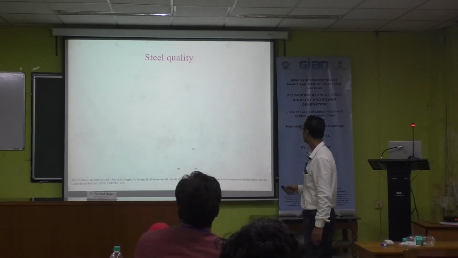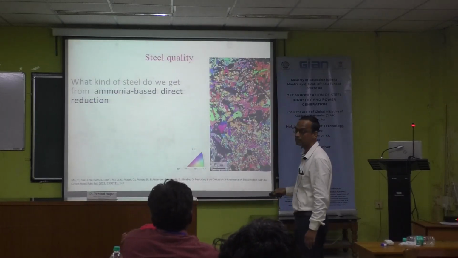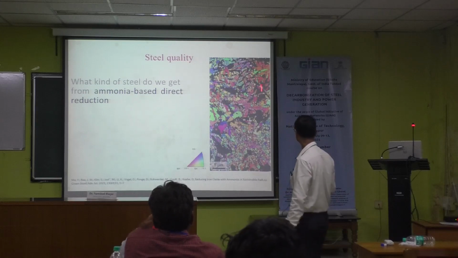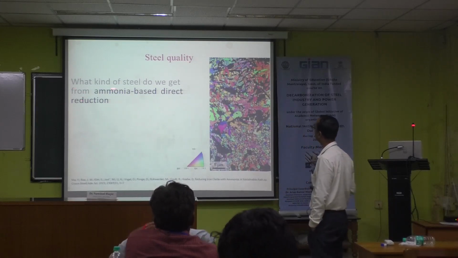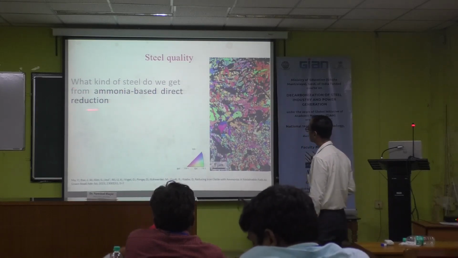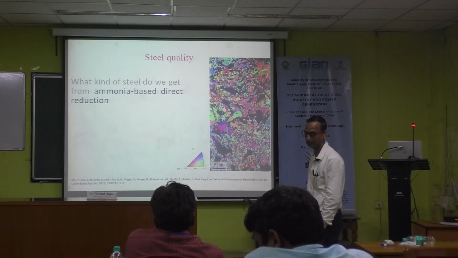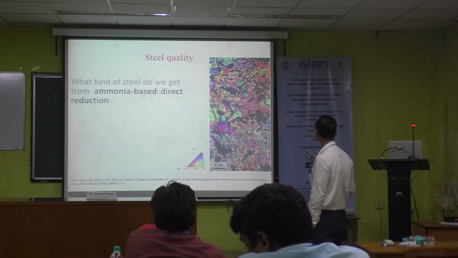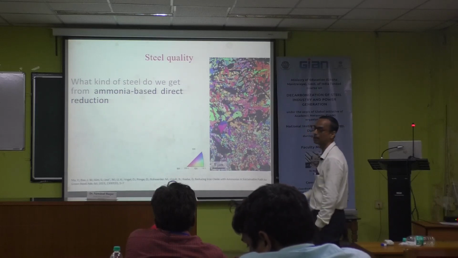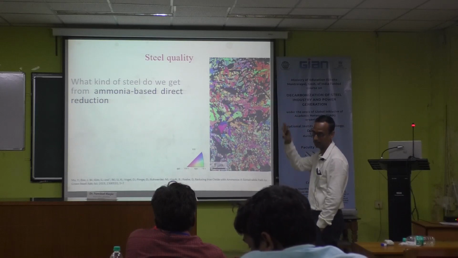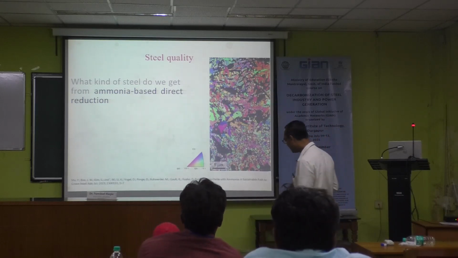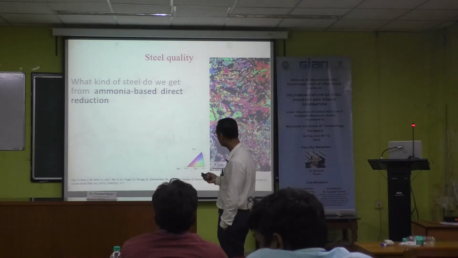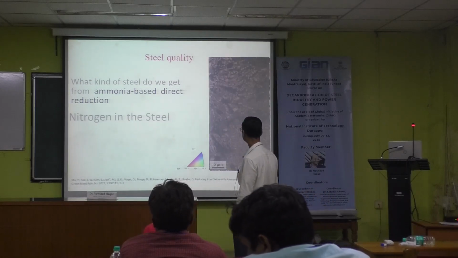The famous research by Gabbe shows what kind of structure we get from ammonia-based iron reaction. When we prepare DRI with ammonia, if you see the microstructure, the steel quality shows nitride deposition. You can see the nitrogen in the steel is almost uniformly distributed.